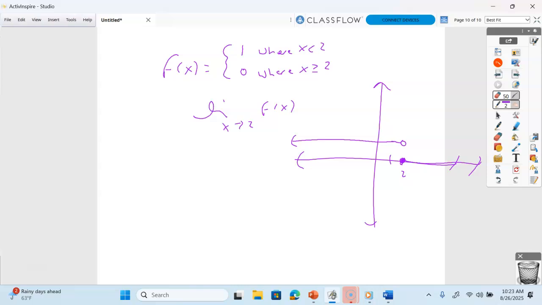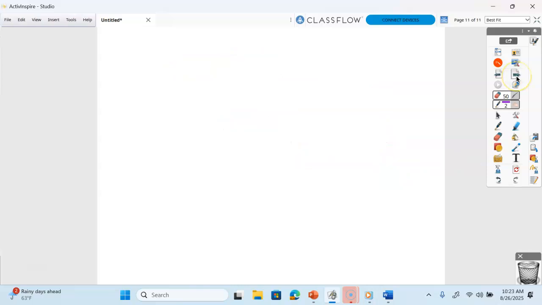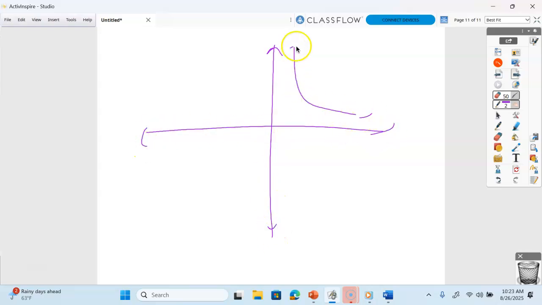Let's try, if the function, go ahead and graph 1 over x. You should know what that graph looks like, but if you don't, put it in your calculator. There is no limit. That is incorrect. The limit does not exist. There is no limit.